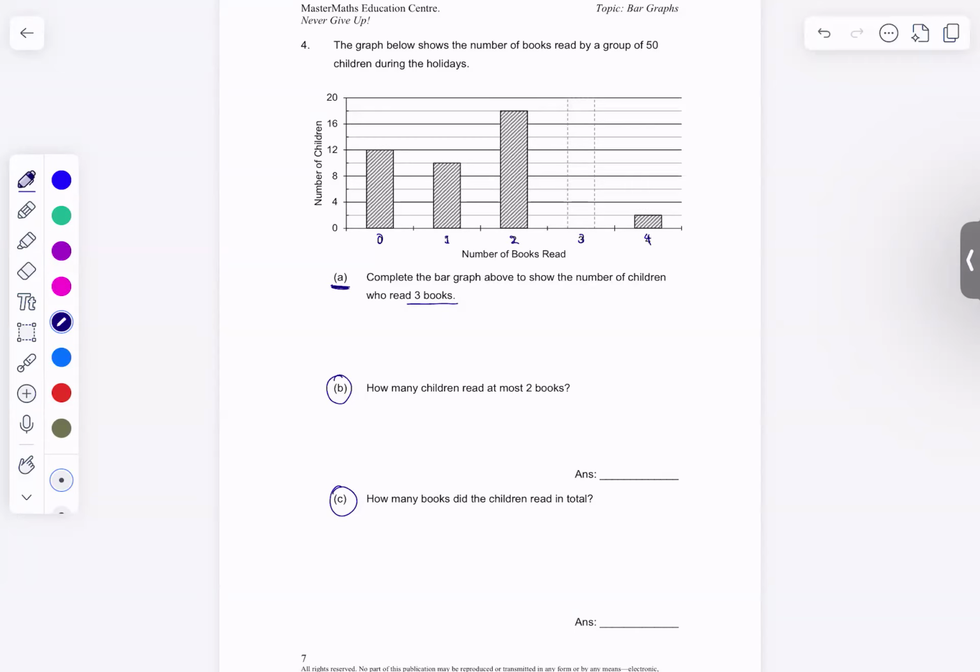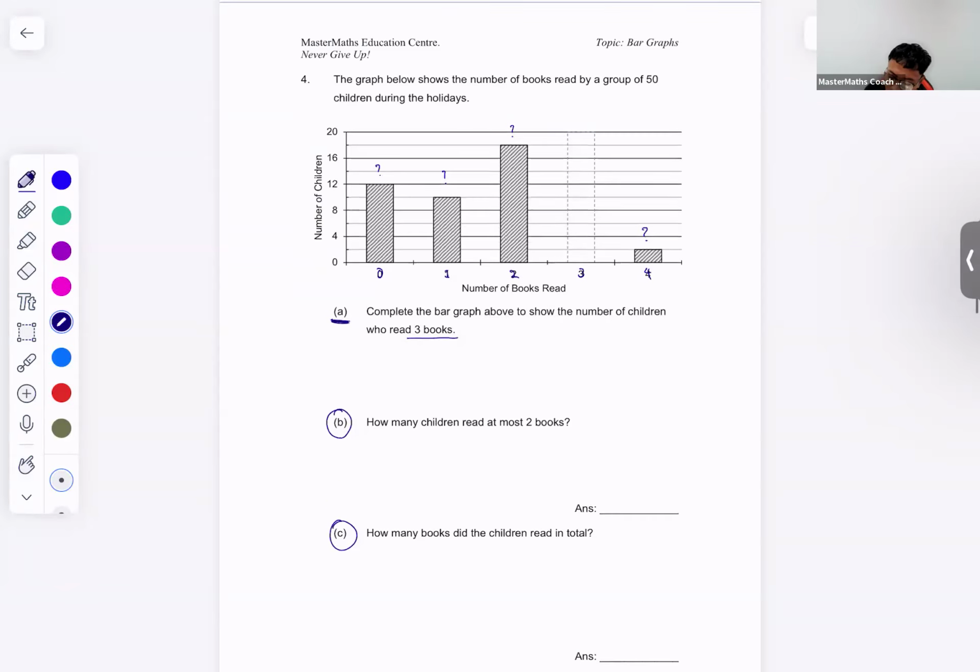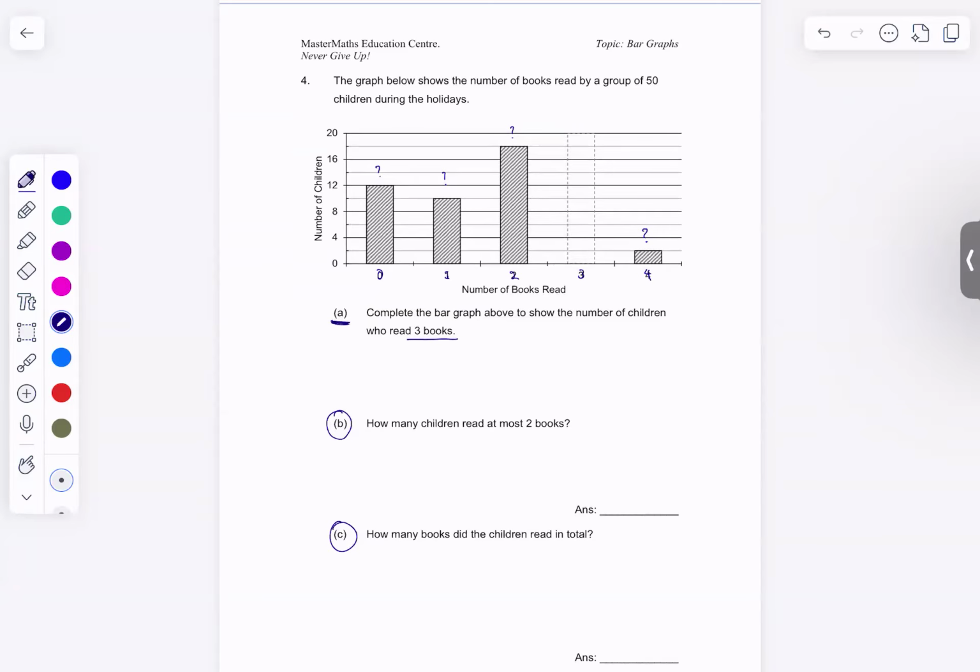No, so it's empty. However, you can find out the numbers for the 0 books read, here. How about the 1 book read, here, and here? So what are those numbers? Okay, then you know that there's a total of 50 children. So we can find out how many children read 3 books.